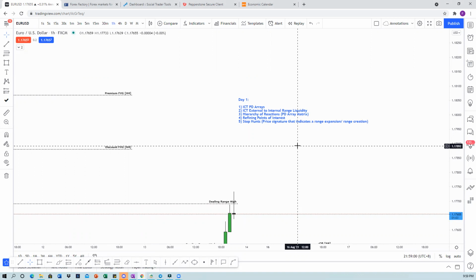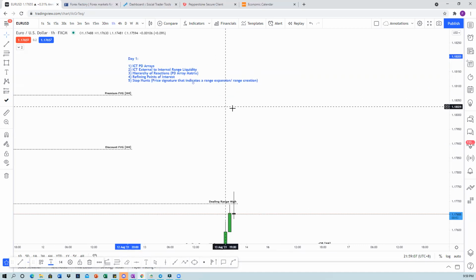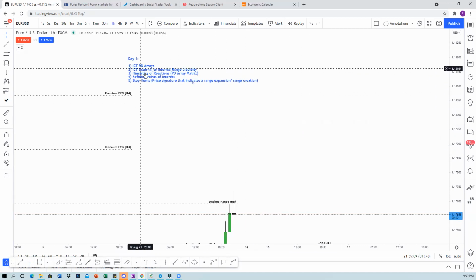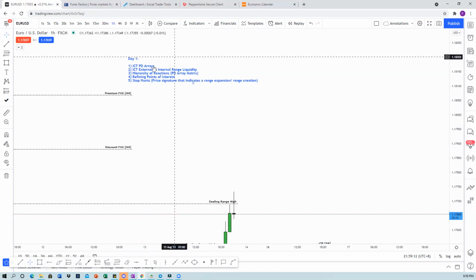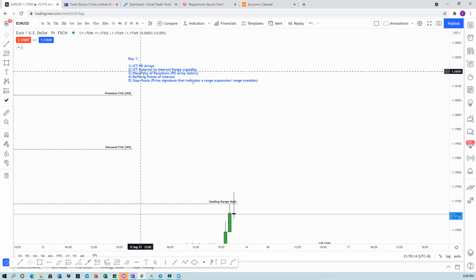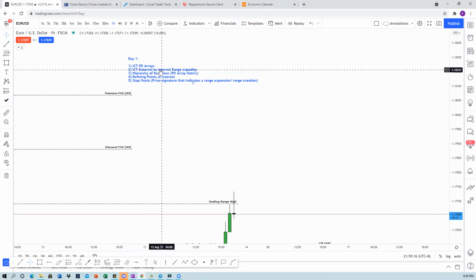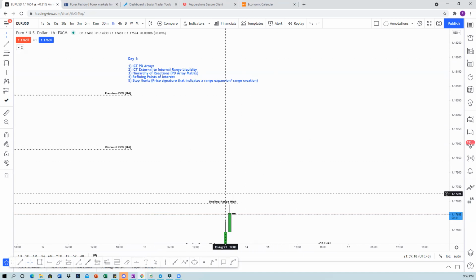ICT, external to internal range liquidity. I did skip that, right? So yeah, I did skip that. When we speak about algorithmic theory, I will debunk this and I'll tell you exactly why it's not external to internal range, but it's actually something else. And it's a reason why he calls it this way. So I will talk about that maybe 2 weeks from now, because next week we have enough work to do with the other models, right?